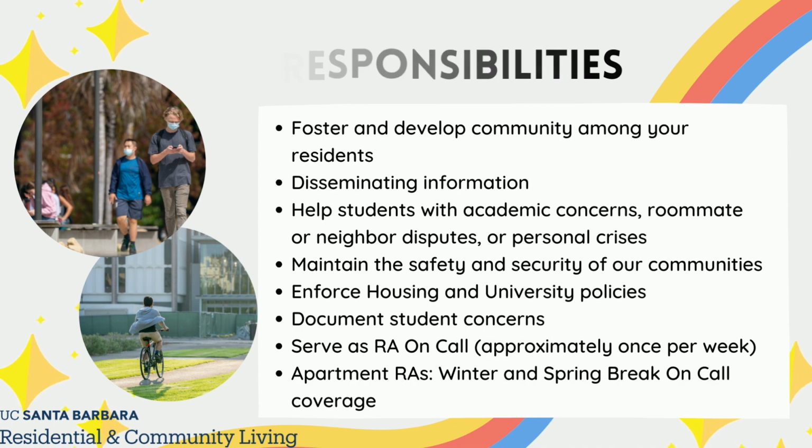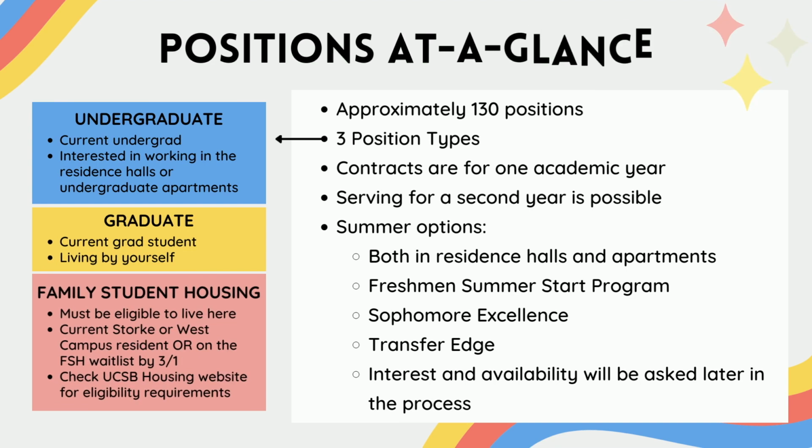In total, there are about 130 RA jobs in university-owned housing. There are 3 different position types listed on the application. The first is undergraduate. If you are a current undergrad and interested in working in the residence halls or undergraduate apartments. The second is graduate. If you are a current graduate student living by yourself. Or the third, which is family student housing, if you are eligible to live in that community.